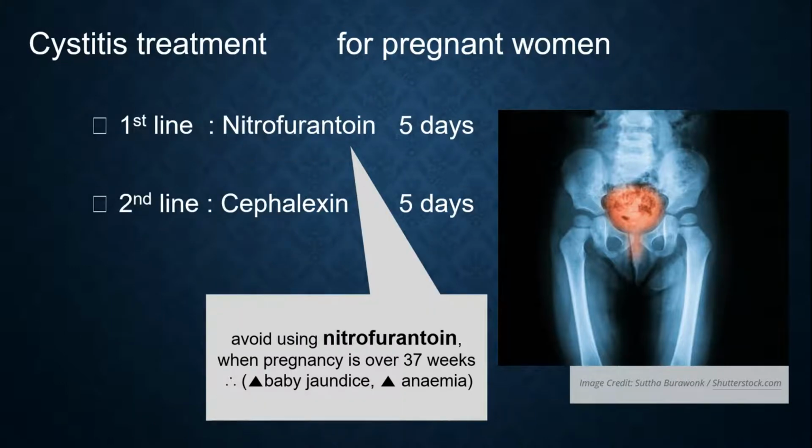For complicated cases in cystitis, the first line is nitrofurantoin. Second line is cephalexin. However, note to avoid using nitrofurantoin when pregnancy is over 36 weeks because nitrofurantoin can cause baby jaundice or hemolytic anemia.